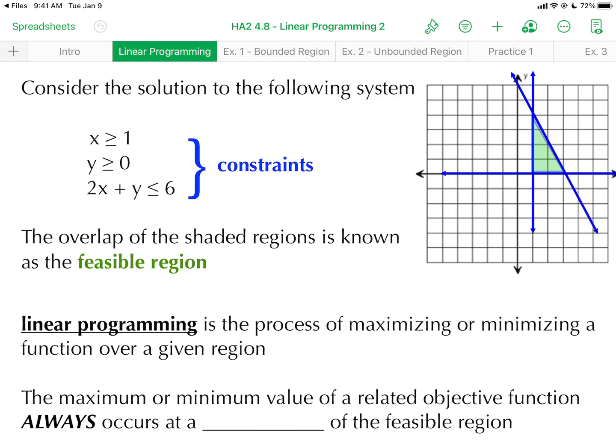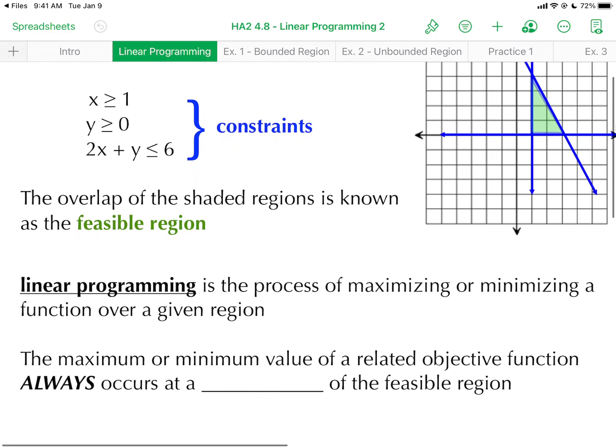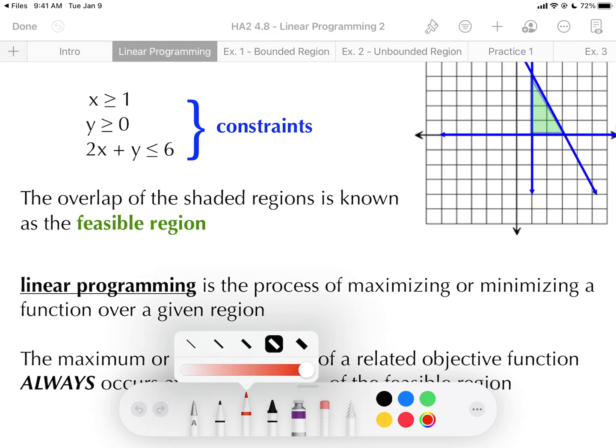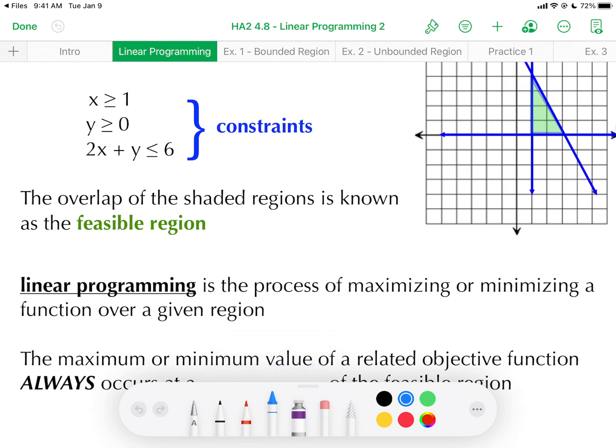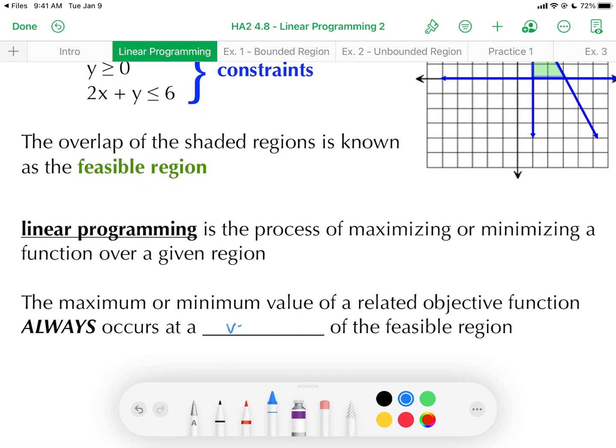So linear programming, again, is the process of maximizing or minimizing a function over a given region. And here's the key. The maximum or minimum value of the related objective function will always occur at a vertex of the feasible region. At a vertex. And I'll give you a nice visual here in a few moments as to why it is that way. Okay, but for now, just kind of take my word for it.